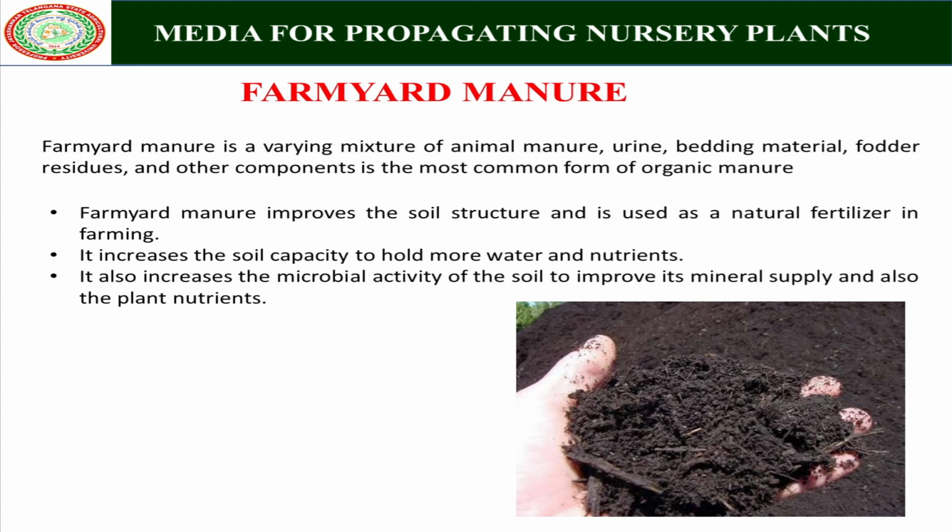Next is farmyard manure. Farmyard manure is nothing but a mixture of animal manure, urine, bedding material, the fodder residues, and other components. So all the mixture, when decayed, it forms into a perfect farmyard manure, and it is a rich source of organic fertilizer. So farmyard manure will improve the soil structure and it is a natural fertilizer in farming.